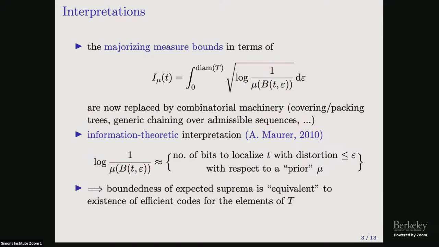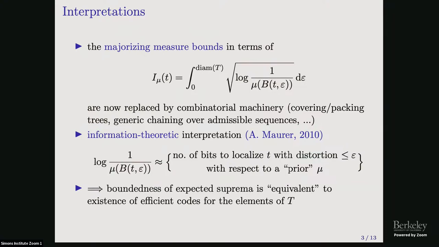So he posted a preprint on his webpage that I was kind of obsessed with for a long time, until I handed it to the right student who could make sense of it. He basically said, if you look at this, this is basically a number of bits. It's kind of obvious, right? You give me a prior mu, and this is how many bits you need to tell me to localize an element T to accuracy epsilon.